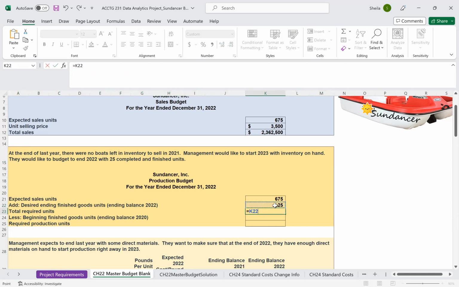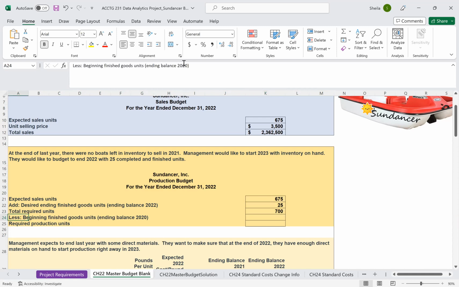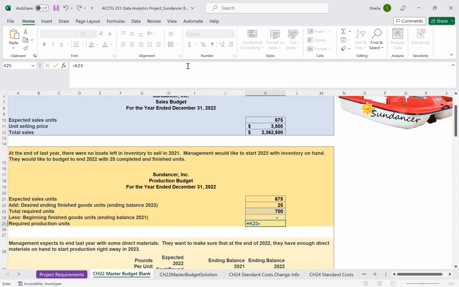That means my total required production units is actually 700. Now, if we think about the fact that we had 0 left to start the year, we are going to be required to produce 700. Now, let's say we had 10 to start. We wouldn't have to produce the entire 700. We would only have to produce the 690, but we have none. So we need to plan on producing 700 units, or 700 boats, in 2022.